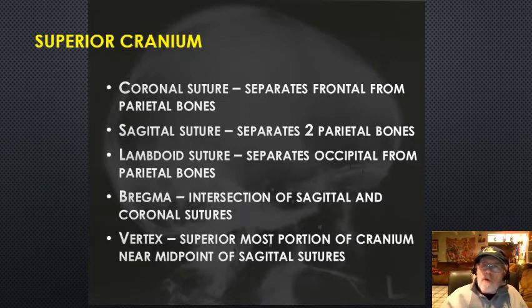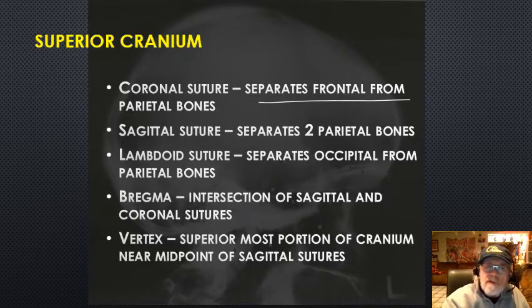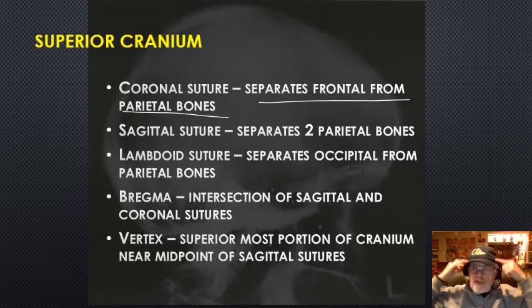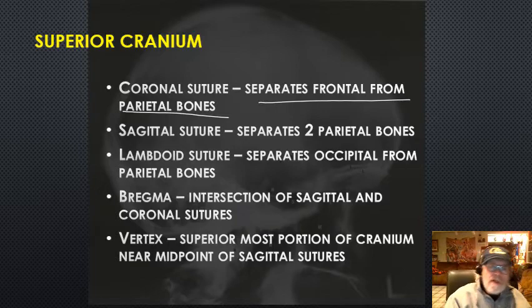Okay, the coronal suture separates the frontal from the parietal bones. We showed that before. It goes from side to side this way. So the frontal bone would be in front, the parietal bone would be behind. Okay, that's the coronal suture.